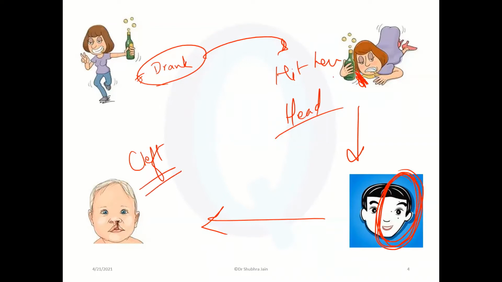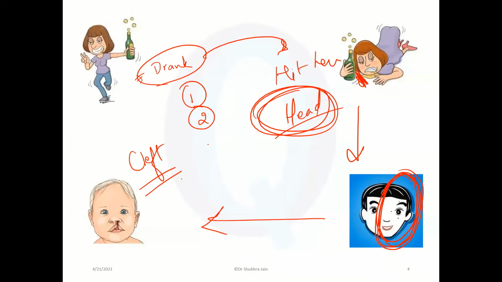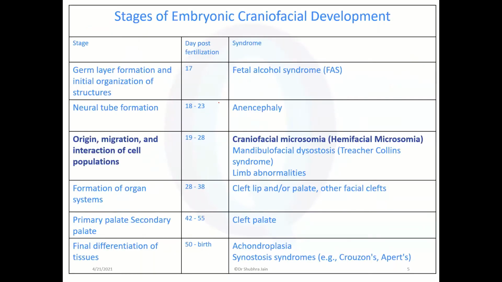So there are 4 things that you need to remember. First is related to drinking, lots of drinking. Next step is hitting your head. The third is a deformity, and the fourth is cleft. Now you have to remember this in sequence, okay?